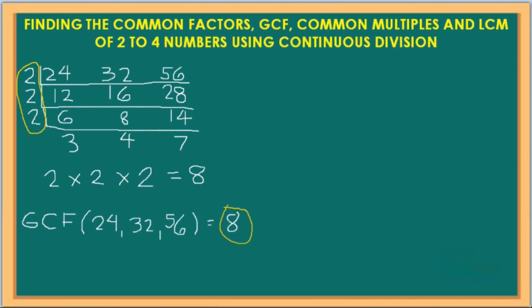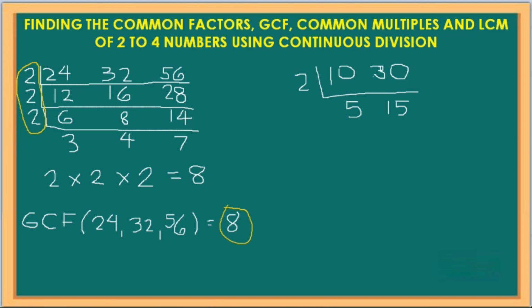Let's try another example. We have 10 and 30. Using the continuous division again, we can see that 10 and 30 are divisible by 2, so let us have 2. So 10 divided by 2 is 5. 30 divided by 2 is 15. Then let us proceed to the next prime number, the 3.